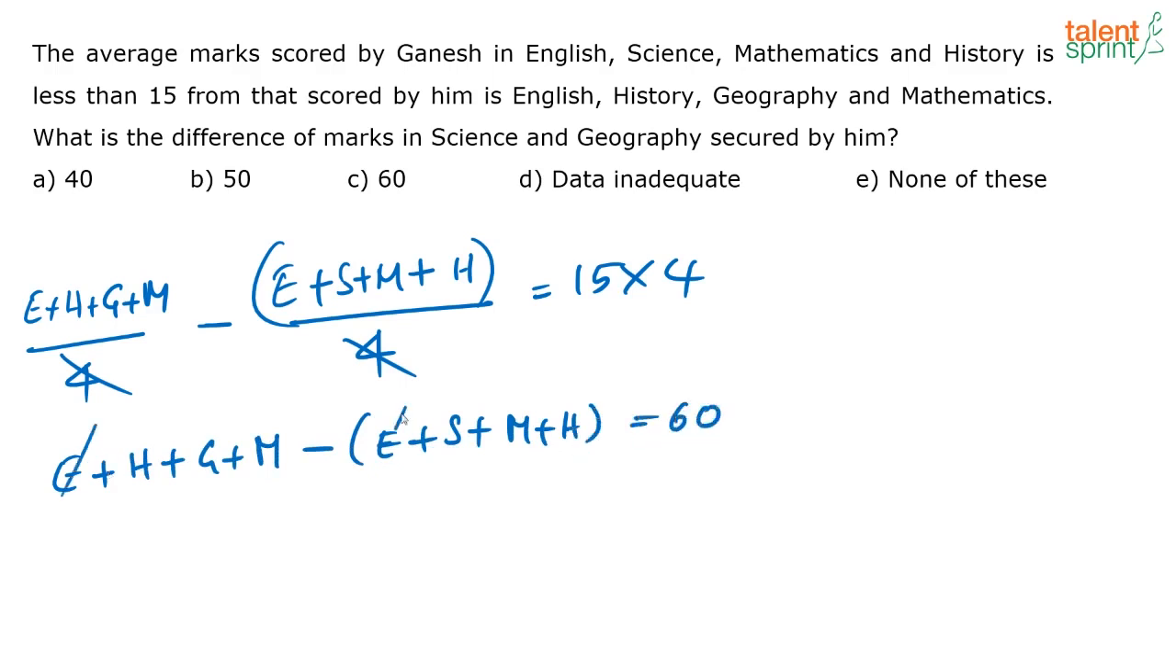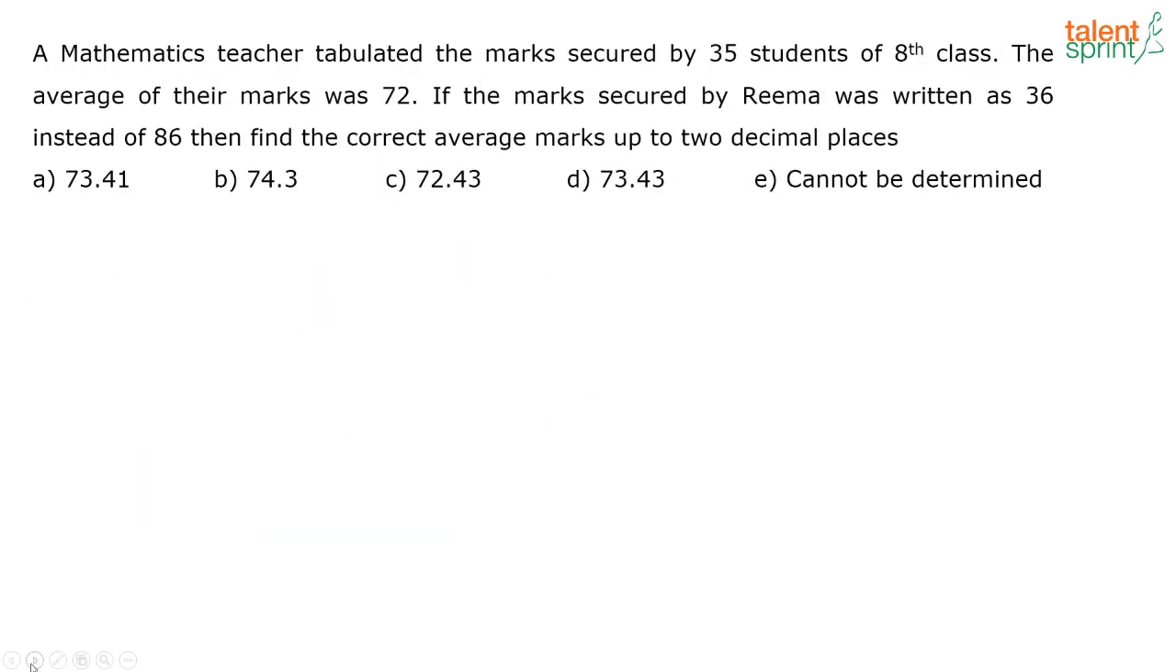So you can cancel out E and H. If you take out this bracket, you can cancel out E and E, M and M, H and H. Or I can say G minus S, that is equal to 60. What is G minus S? That is the difference between the marks he scores in science and geography. That's what they are asking for. That is 60. Correct answer is option C. Let us look at the next question.